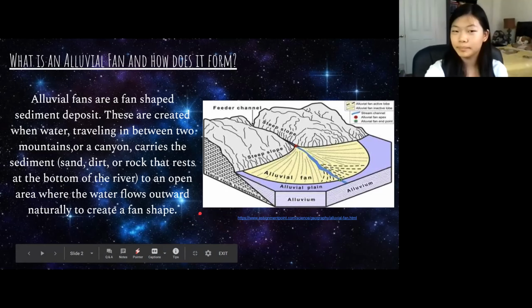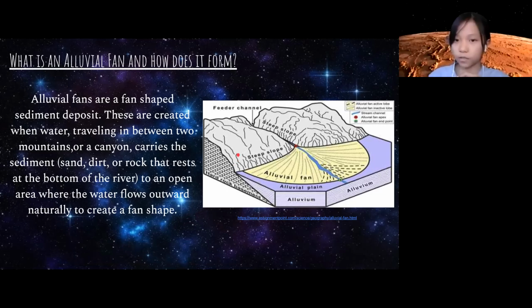a fan shape. So in this diagram, you can see there are two mountains, and in between the two mountains, you can see there is a narrow pathway, and the narrow pathway leads to a very open area where the water flows out and carries the sediment and creates a fan shape.